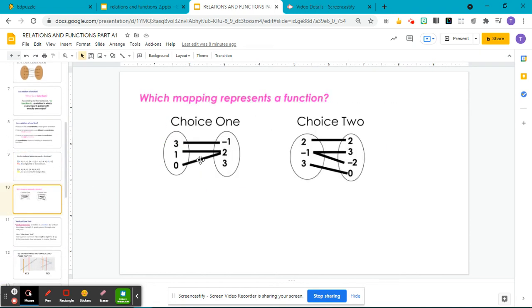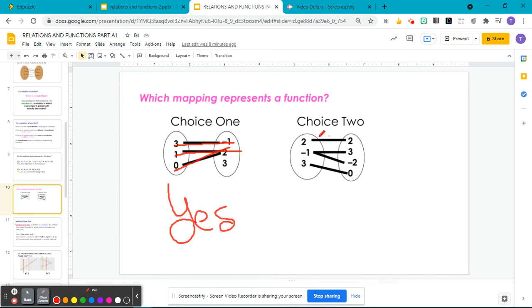Is this mapping a function? This mapping is a relation because it's set up of ordered pairs. But is it a function? Well, my 3 goes straight to a -1. My 1 goes to a 2, and my 0 goes to a 2. Remember, my y can repeat. We don't care about y. We're only looking at x, and the x value did not repeat. So yes, it is a function.